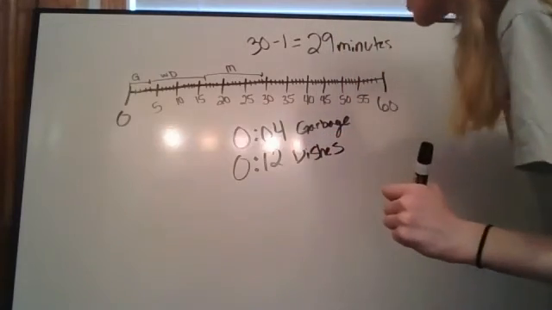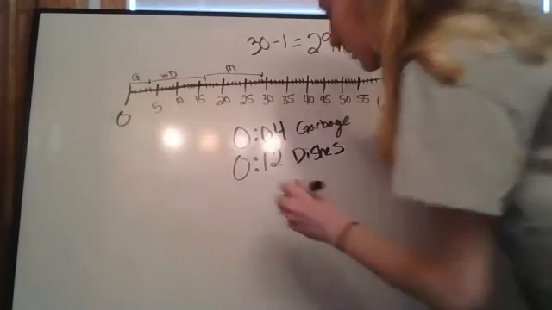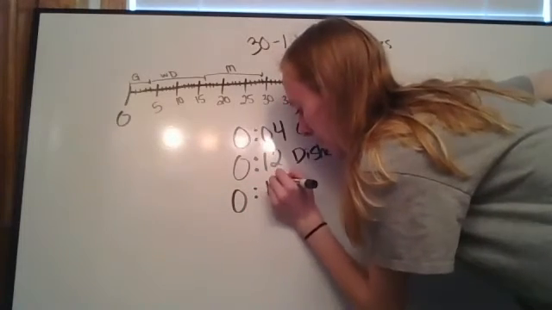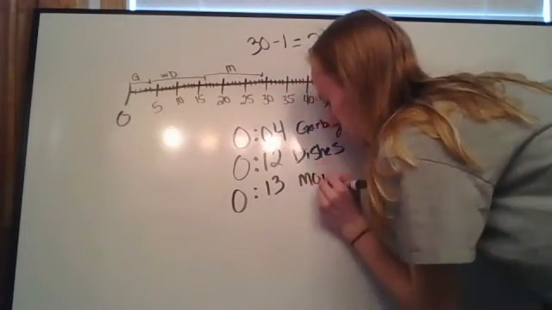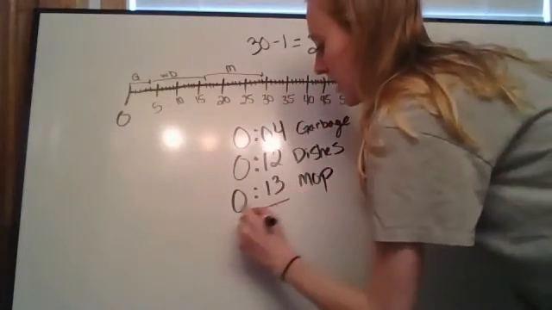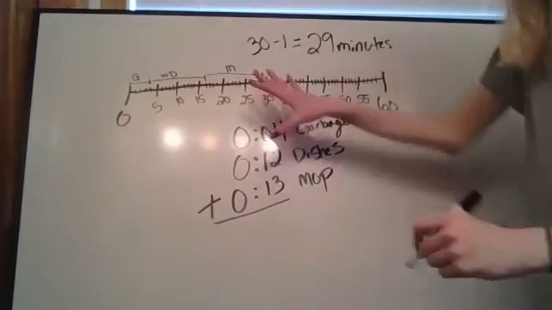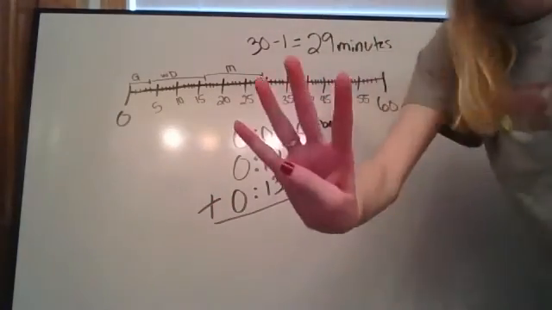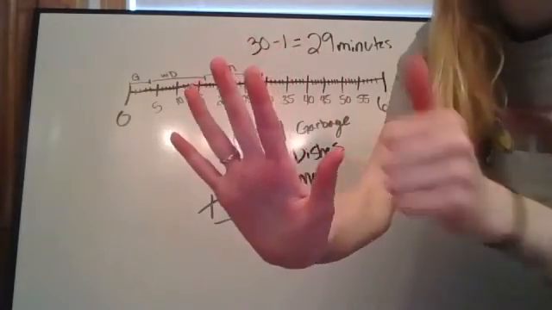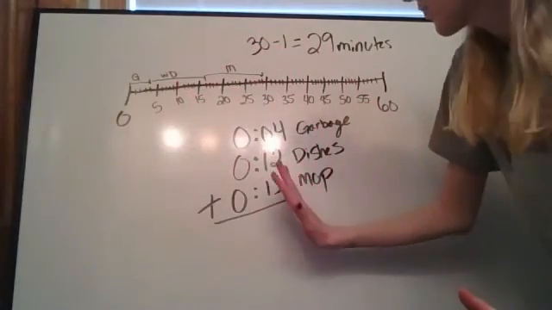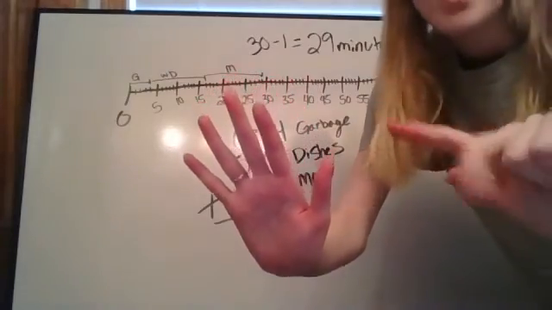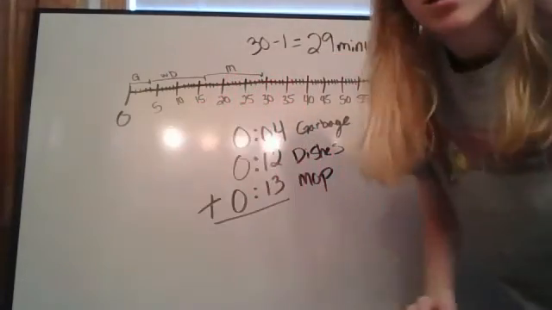And lastly, 13 minutes for mopping. Mop. Okay, go ahead and add those all together because you want the total. 4 plus 2, 4, 5, 6, that's 6, plus 3, 6, 7, 8, 9, so that's 9.